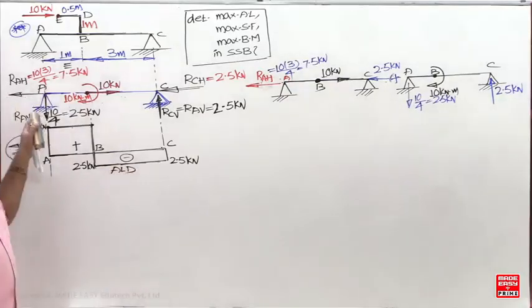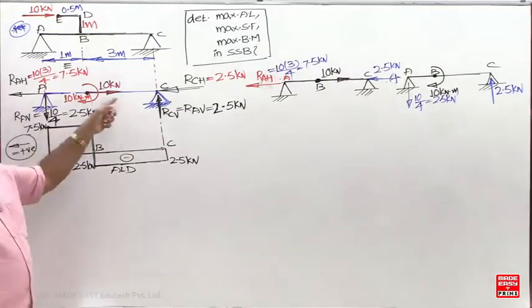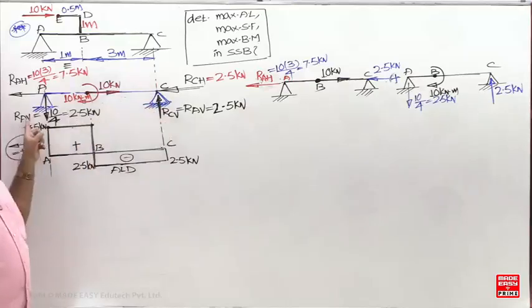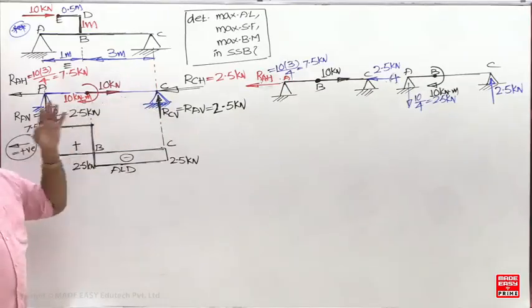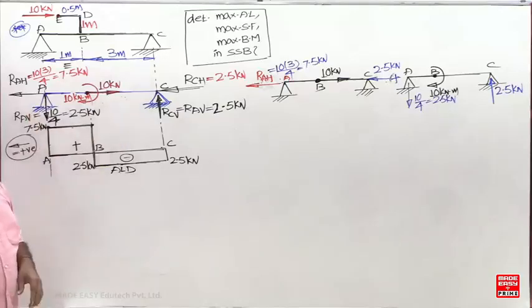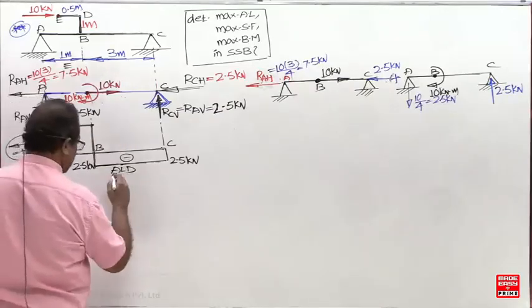Then what about the SFD? Rectangle. Because of what? Between A and C, there is no constant point load. There is no vertical load. Between two constant point loads, if there is no vertical load or distributed load, what will it become now? Shear force is constant. The SFD is a rectangle. Negative rectangle.